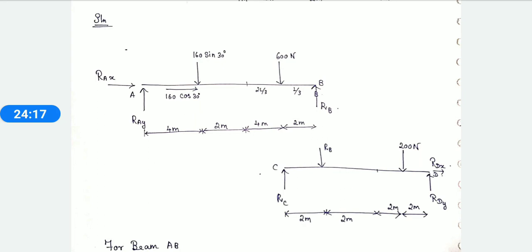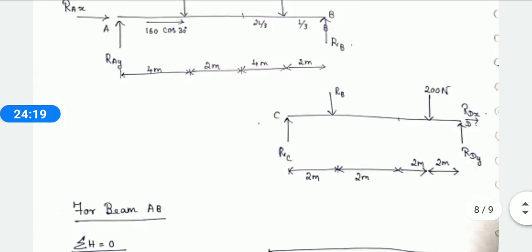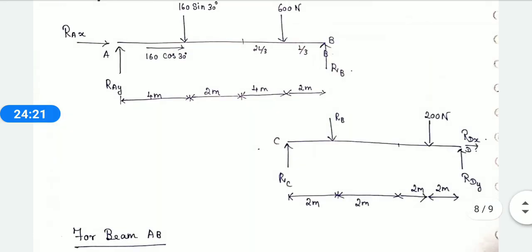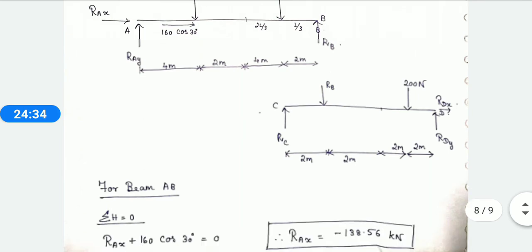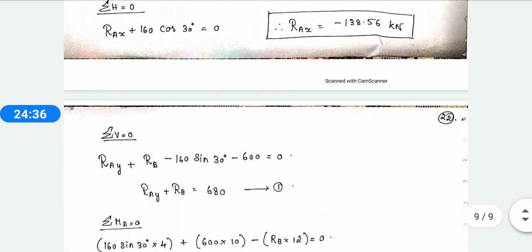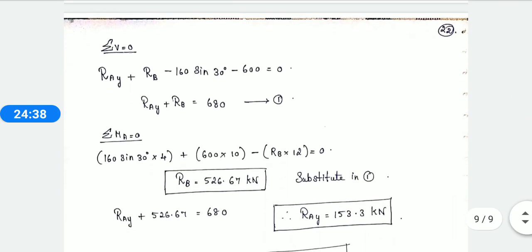Take the value and do it for the next beam, that is C to D. In that, RB will be the known value, RC you have to find, RDX and RDY you have to find. When you find RDX and RDY, you have to find the resultant of RD. That is what I had given over here. Go through this procedure. If you have any doubt, you can ask me at any time. Already it is clear over here. I hope everyone now knows how to do the reactions.